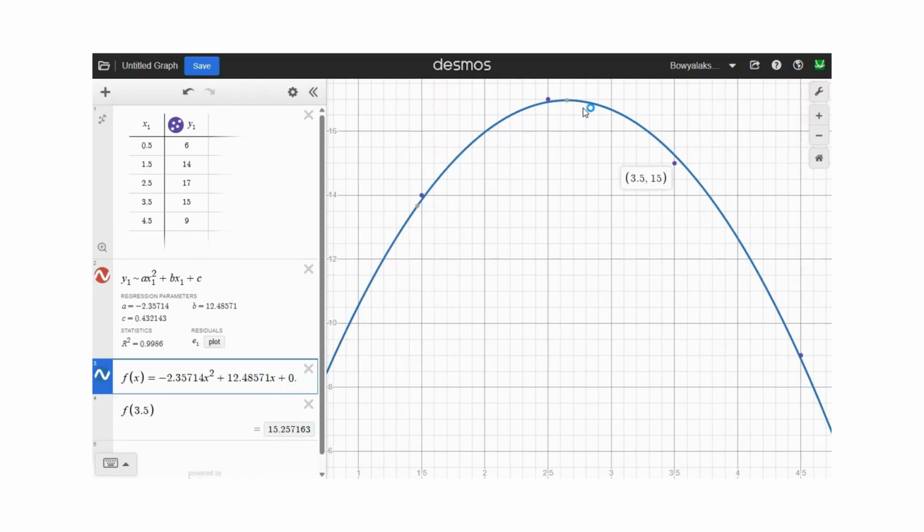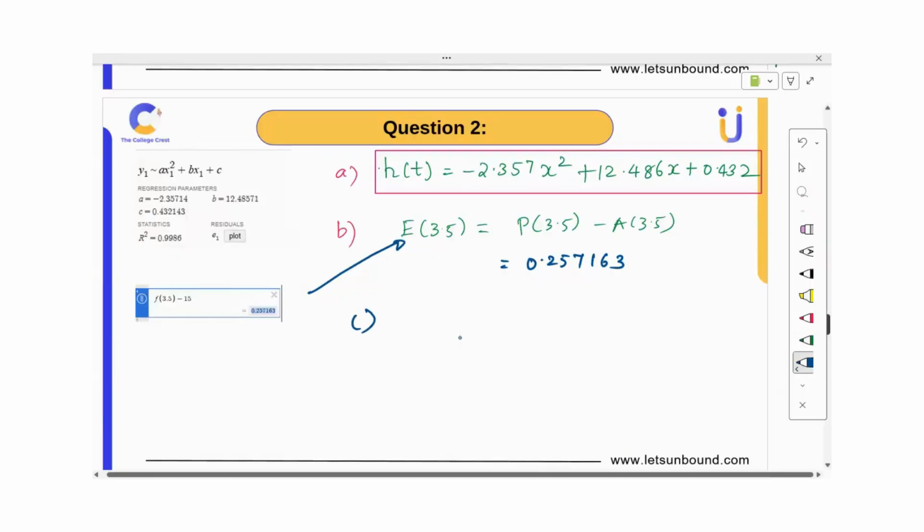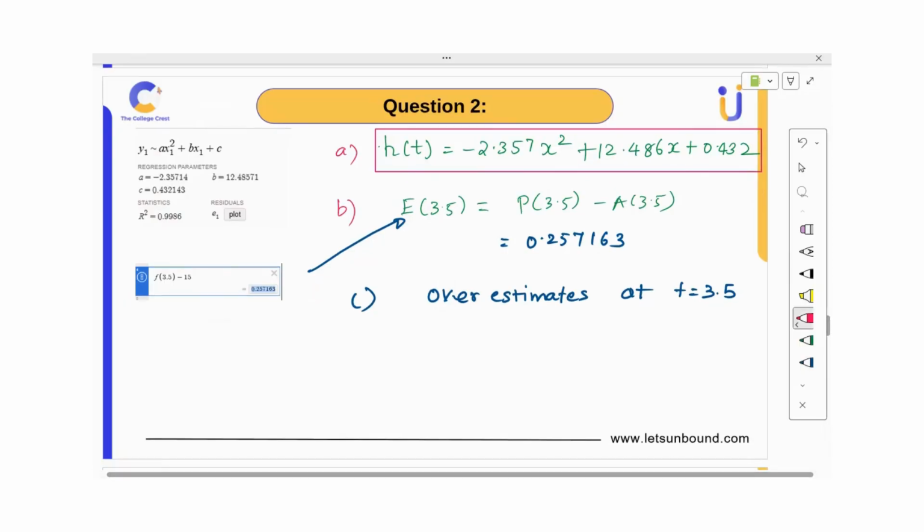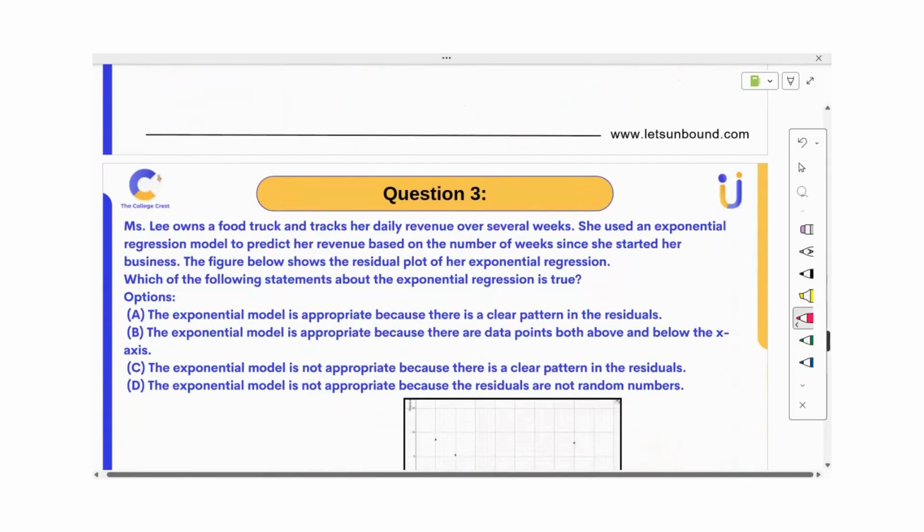Okay, and that's it. We are completing this problem C. It overestimates at 3.5. So it overestimates at t equal to 3.5. And that's the case. Now, moving to the third problem. It's very simple but effective one.